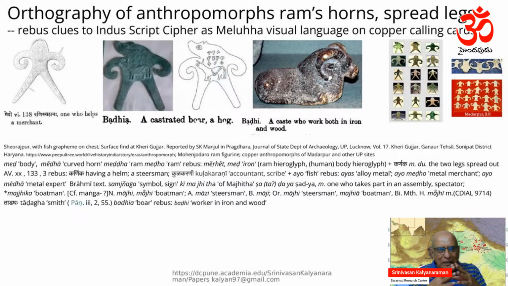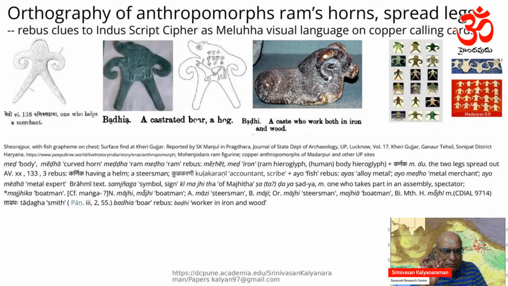Now let us take a diversion into the orthography of anthropomorphs. Ram's horns. In one case, a ram's horns are ligated with a boar on top as the head, and on the chest, one horn, young bull, unicorn. And symbols are written in Brahmi. The horns of the ram are very clear. The boar is very clear.